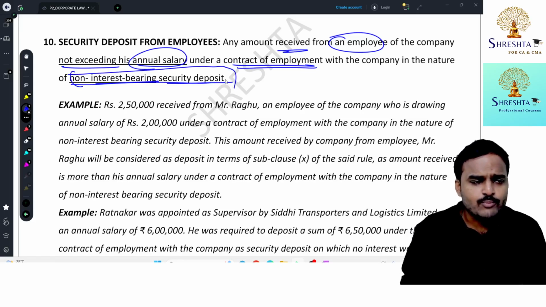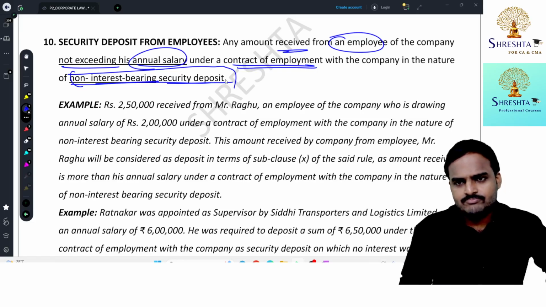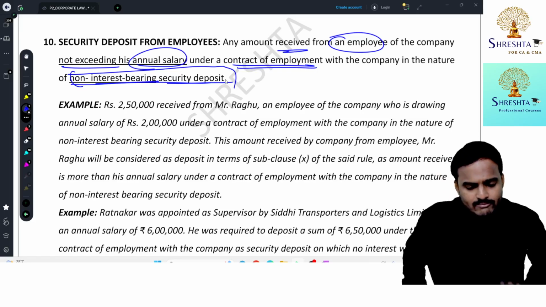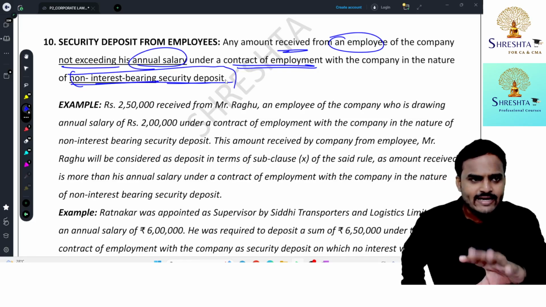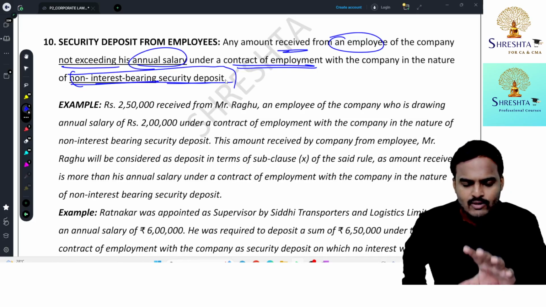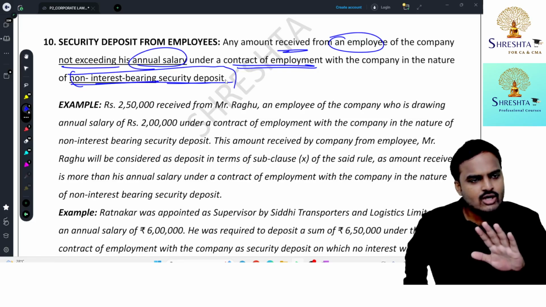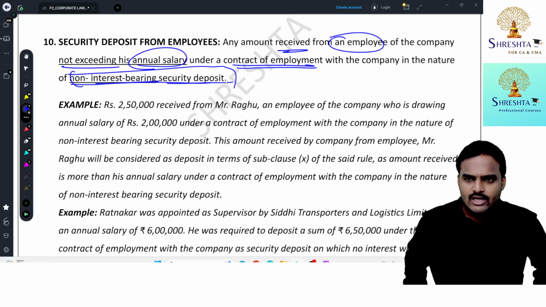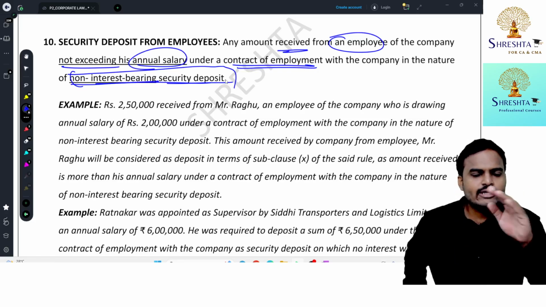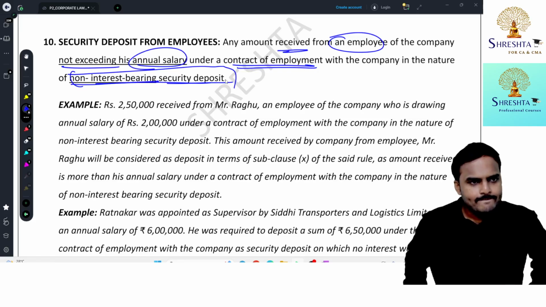Non-interest bearing security deposit, maximum 12 months salary. Company is permitted to accept that amount, and that amount is not treated as deposit. Once again, I'm telling you, the company can accept 2-year salary, 3-year salary, but up to 1-year salary, if it is accepting deposits up to 1-year salary, it is not treated as deposit. Any amount in excess, then the complete amount is treated as deposit.